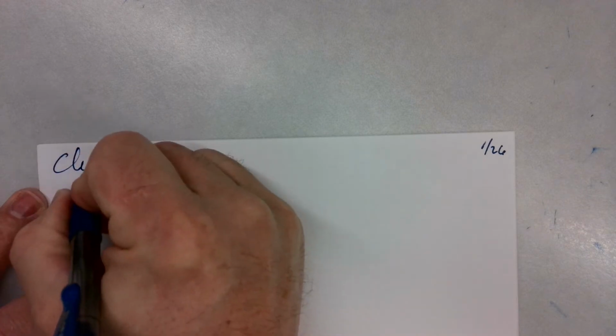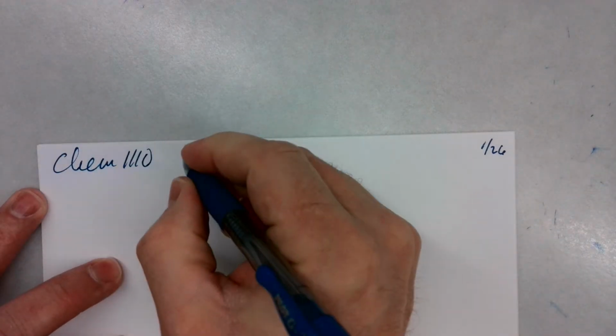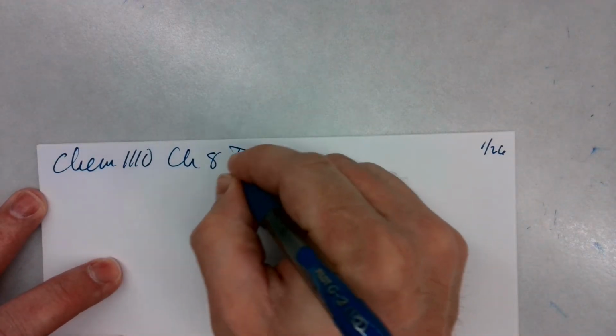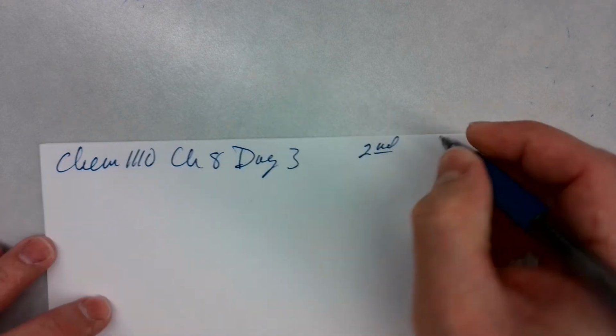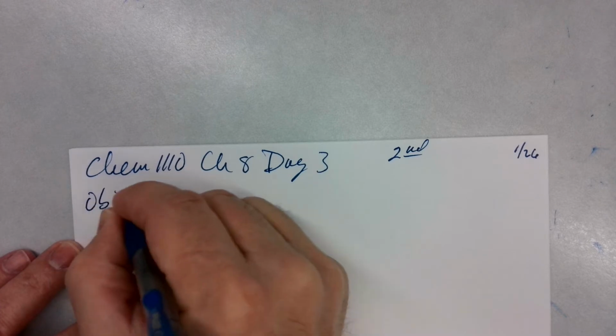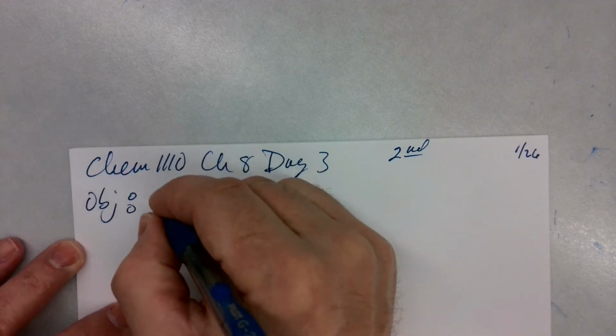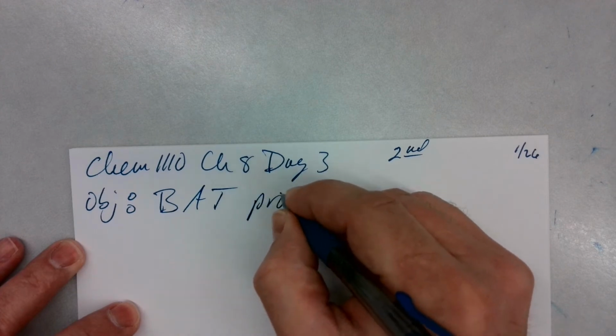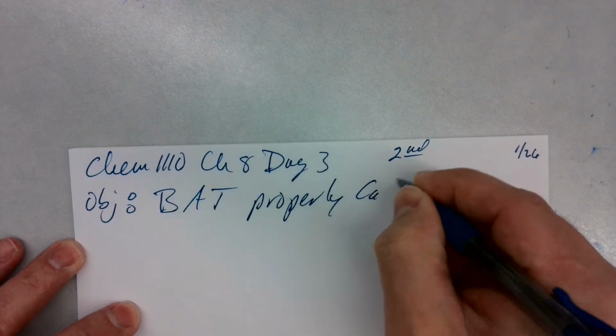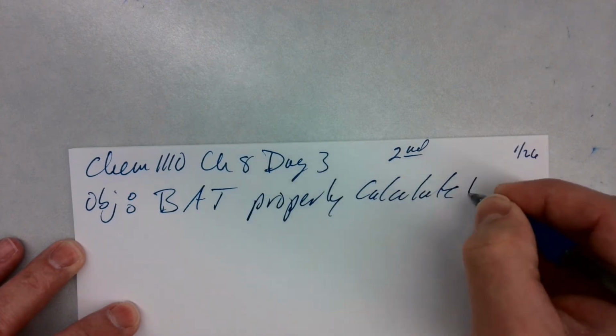Alrighty, so it is 1:26 today. This is Chem 11:10, Chapter 8, Day 3. This is second period. Our objective is going to be able to properly calculate dilutions.